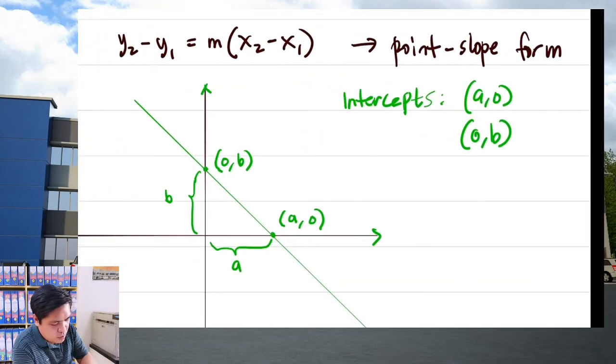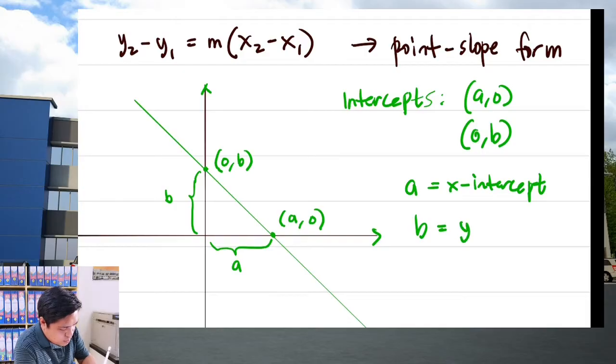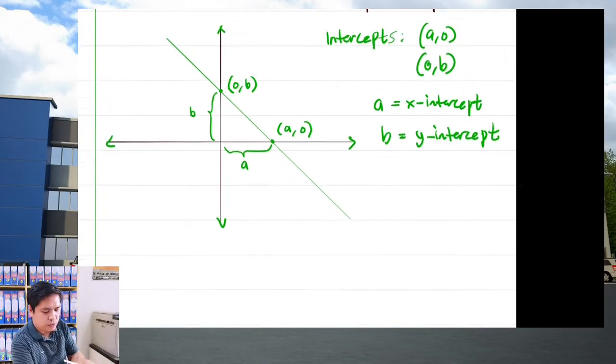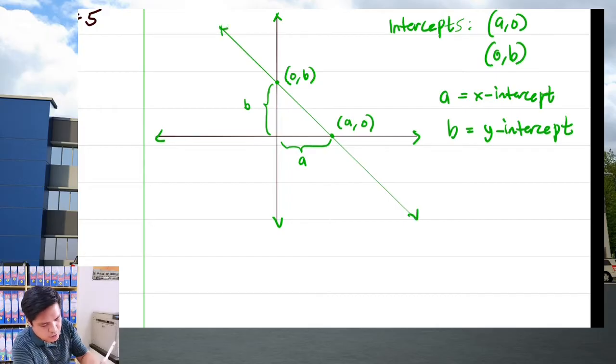Okay, so A0, A now is the x intercept and B is the y intercept of this line that we are describing.